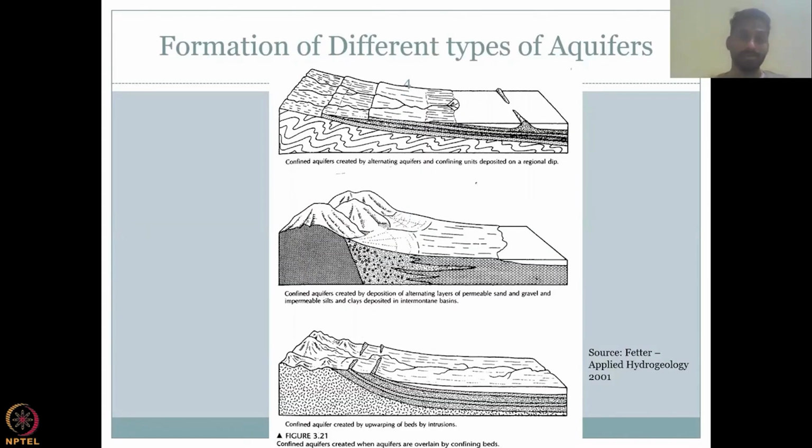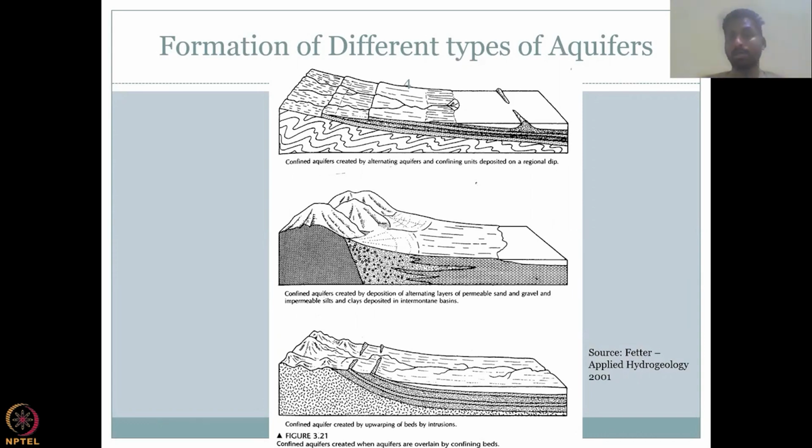You have confined aquifers, from the top figure, which are created by alternating aquifers and confining units deposited on a regional dip. So you have a regional dip. So this is a slope which is going down. And on the slope, there has been deposition of rock materials and other sediments. However, when it was depositing, inside there was water present in the soil. And on top of it, the confining unit came.